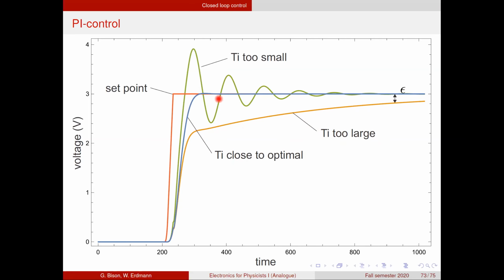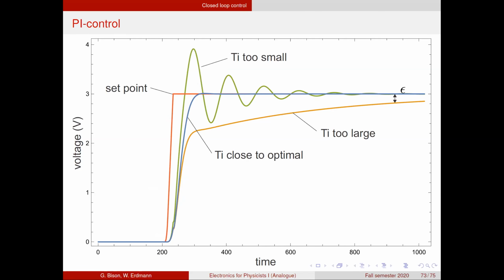Now the blue curve here, I've tuned the integration time to look nice. So what we get is a rather quick approach, and then it basically immediately settles and stays at the set point. So this is close to optimal performance of such a regulator.